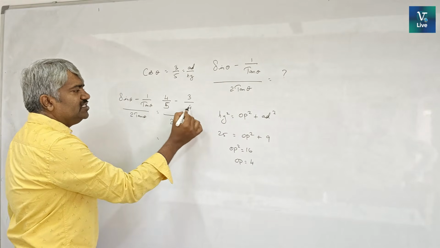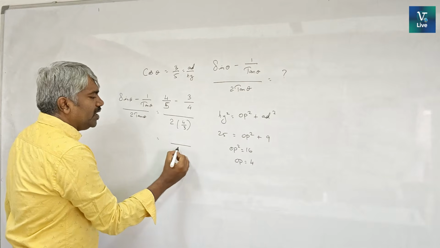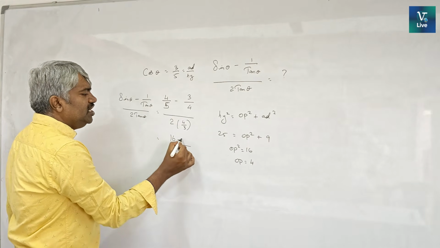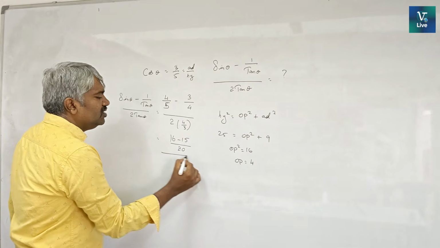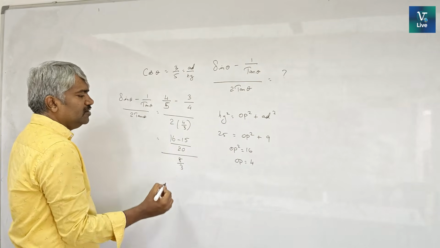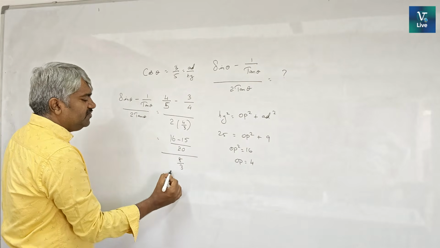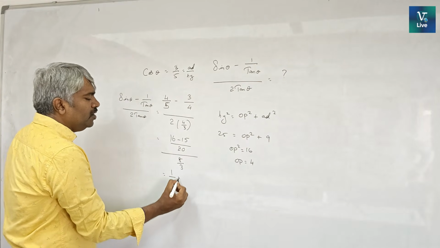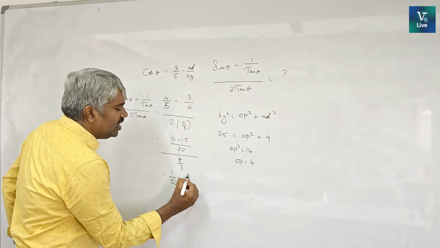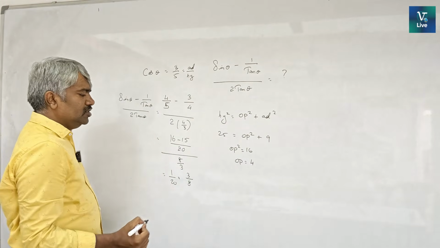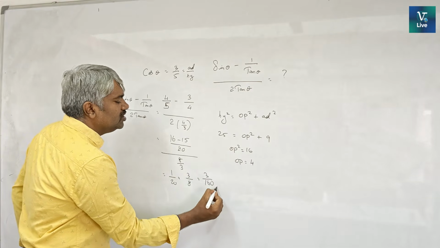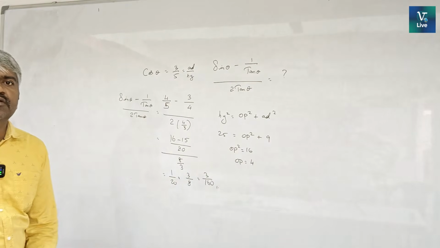Now you can find the LCM for the data in the numerator. LCM is 20. So 16 minus 15, divided by 2 fours are 8 by 3. So 16 minus 15 is 1 by 20. When you take the denominator to the numerator, the value will get reciprocal. So 3 by 160 is the solution for the given question.